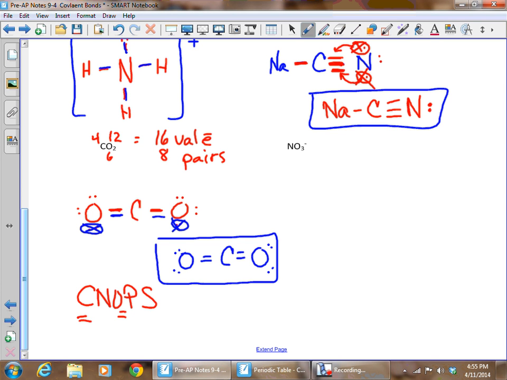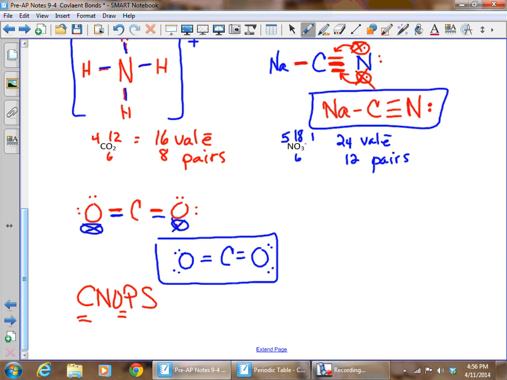Our last example on this page, we have NO3 with a negative charge. Nitrogen has got 5 valence electrons. Each oxygen has 6, so that's 18. What do we do if we have a negative charge again? We need an extra electron. So we've got 19 plus 5, we've got 24 valence electrons, or 12 pairs.